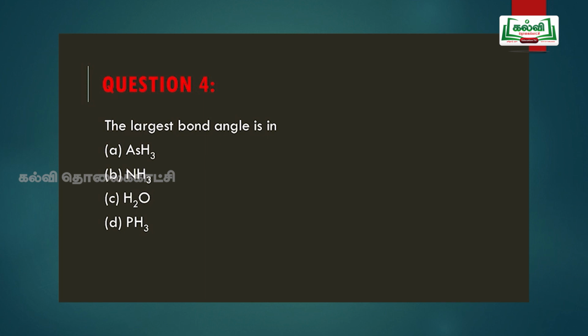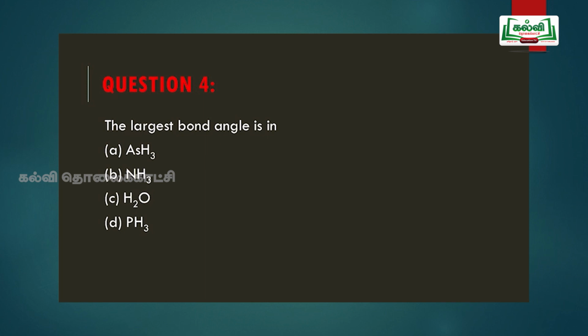So we can neglect it. Then among the rest of the three, arsenic hydride, ammonia and phosphine, nitrogen is more electronegative than phosphorus. Phosphorus is more electronegative than arsenic. So we can choose based on the electronegativity of the central atom. Therefore the correct option is ammonia. So students, you are applying two concepts here. One, lone pair of electrons: water has two lone pairs, so it has the lowest bond angle, so you can discard it. Whereas among the other three options, nitrogen is more electronegative than phosphorus and arsenic. So more electronegative, more bond angle. So ammonia has the largest bond angle.